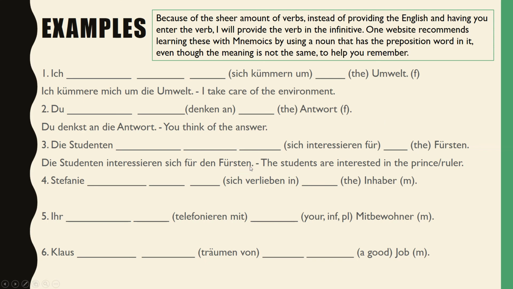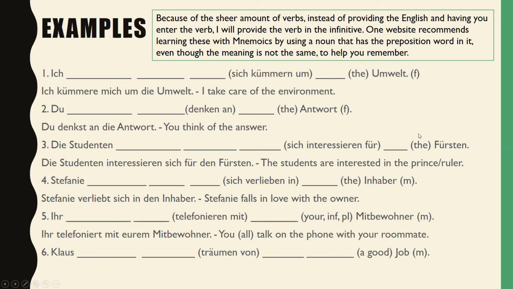Fürst, with no en at the end, is the male nominative form of that noun. When it's an accusative, it gets an en at the end because it's an N noun. Stephanie verliebt sich in den Inhaber. Stephanie falls in love with the owner. Ihr telefoniert mit eurem Mitbewohner. You all talk on the phone with your roommate.